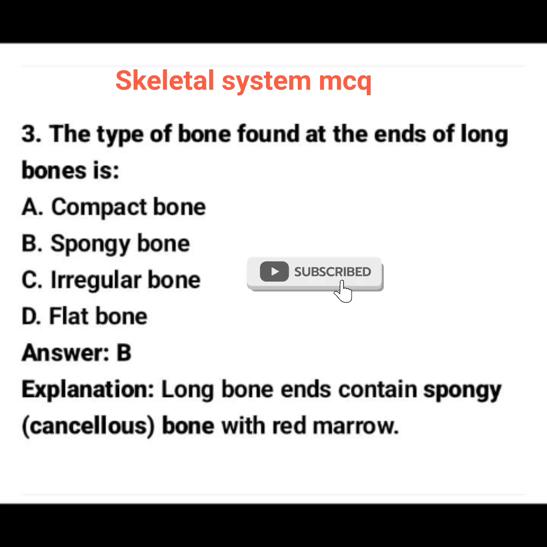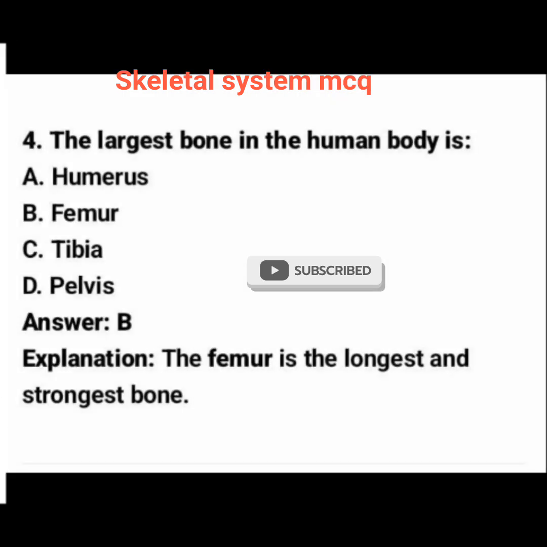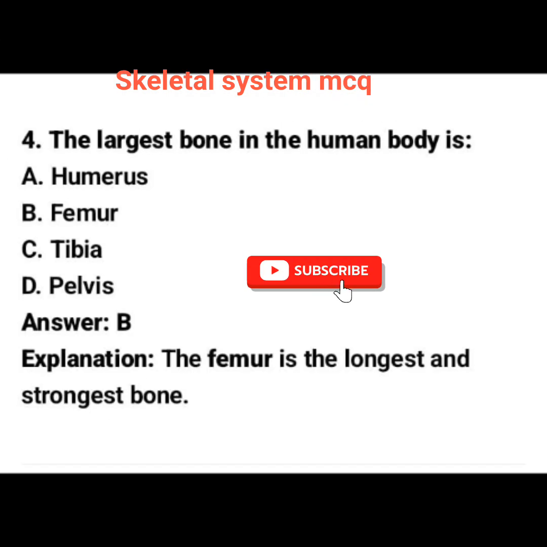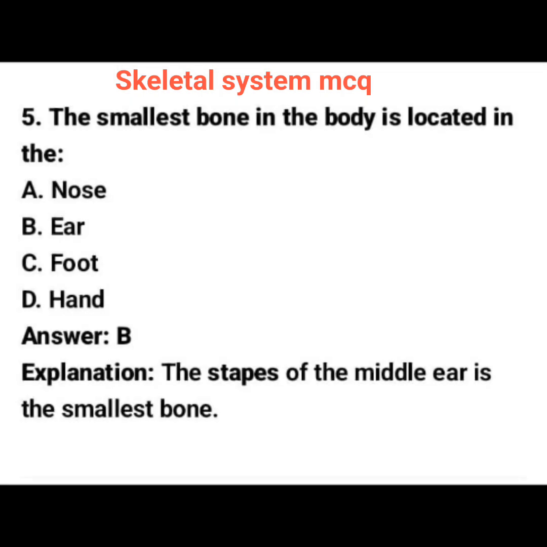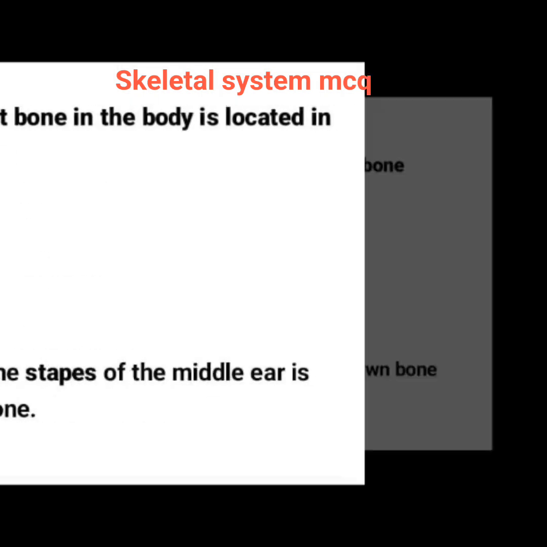The type of bone found at the end of long bones is spongy bone. Long bone ends with a spongy bone with red marrow. The largest bone in human body. Femur. The femur is the longest and strongest bone. The smallest bone in the body is located in ear. The stapes of middle ear is the smallest bone.